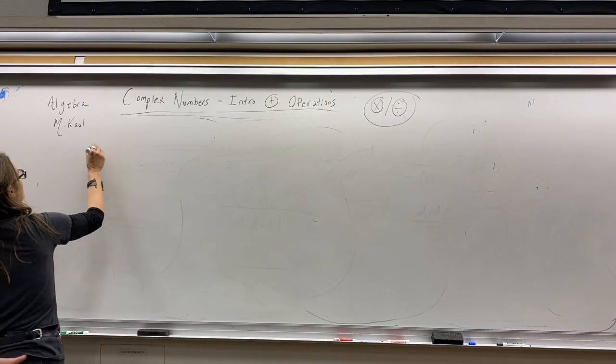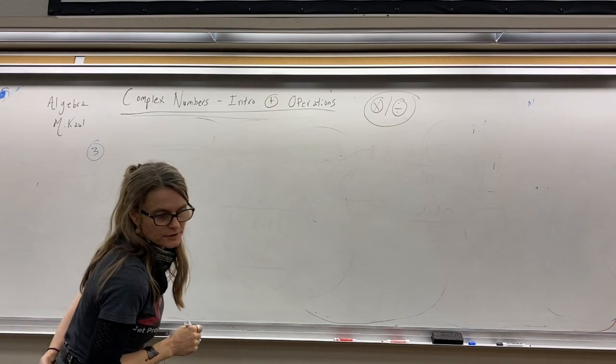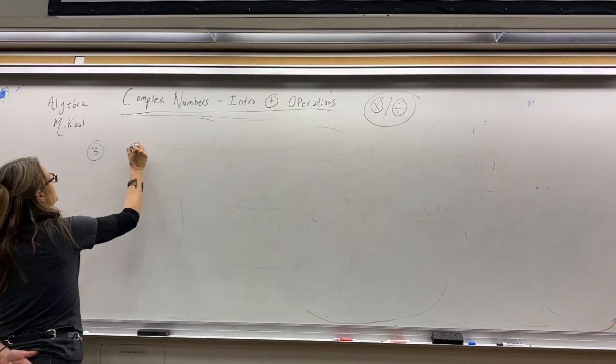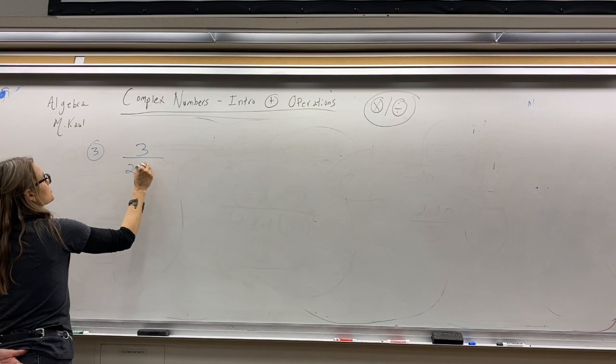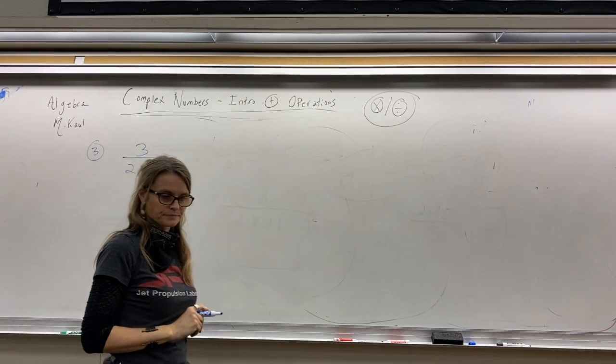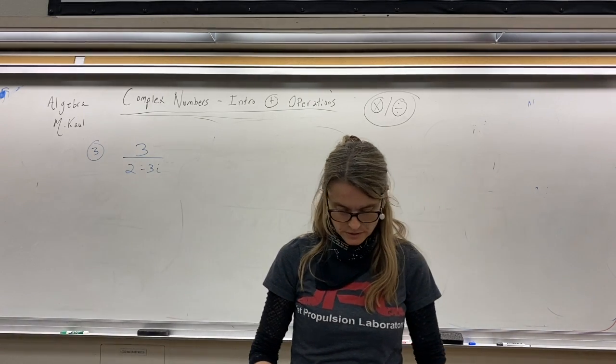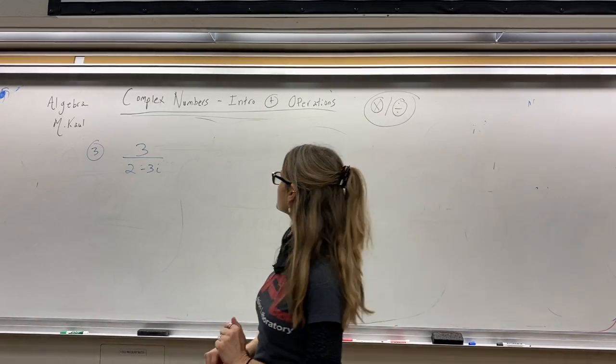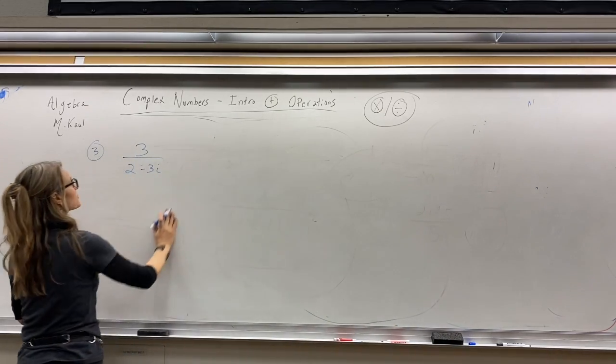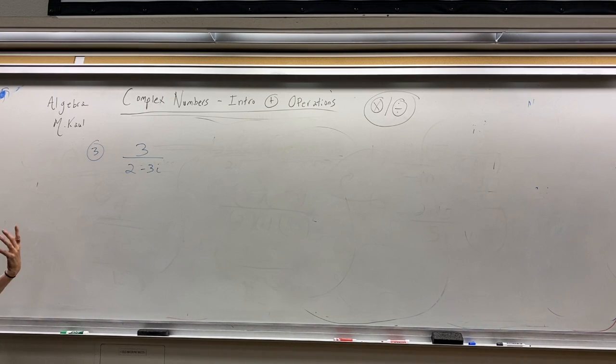Number 3 is, let's see if I do a variation. From the worksheet, 3 over 2 minus 3i. And that does look like a good one to practice. Okay, here I'm going to have to use the formal definition of complex conjugates. No cutting corners really in this case.